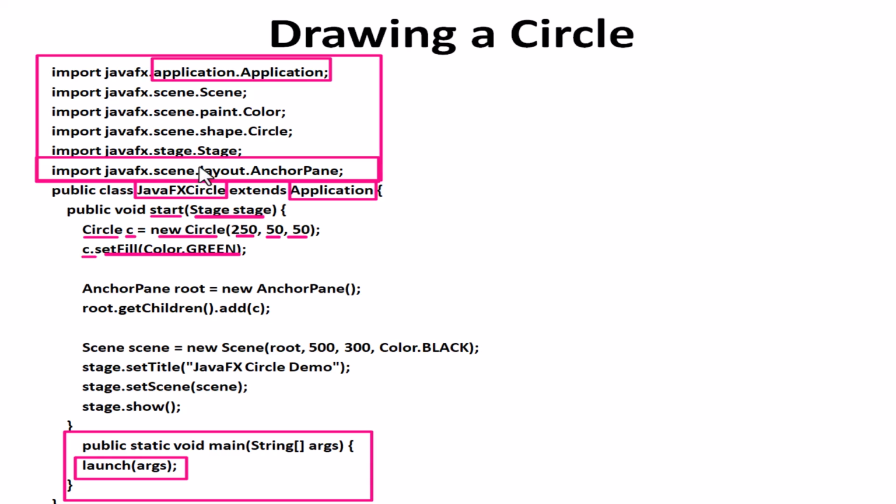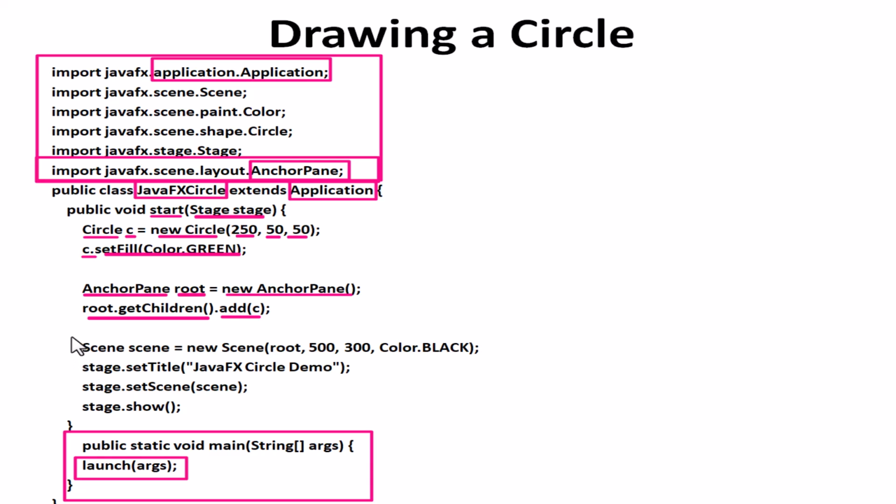Now we are going to use an anchor pane. The anchor pane is imported from the package scene layout anchor pane. So we have created an object for root. Root is an object of anchor pane, and we have created an instance, new AnchorPane. Now by using the root object, we are going to get the children, and we are going to add the object C. What is C? C is a circle filled in the green color, which will be added on the anchor pane.